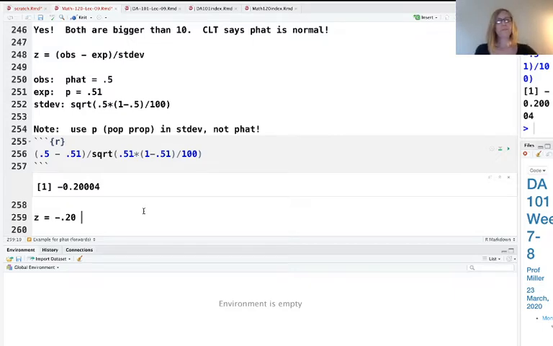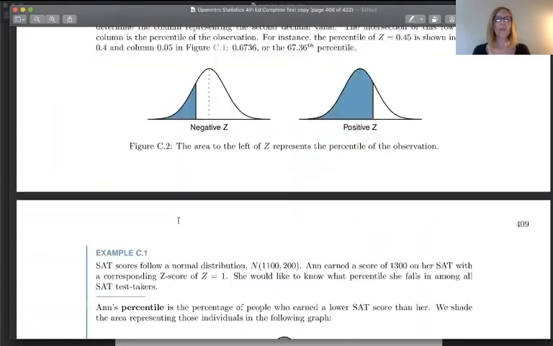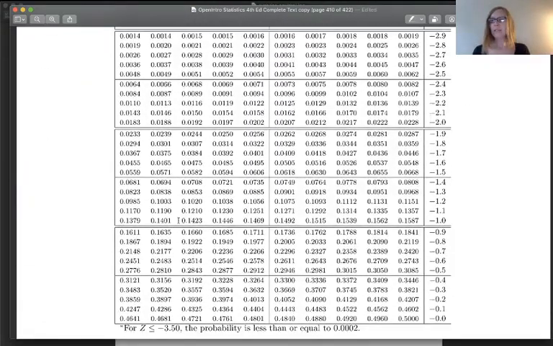Okay, so we've got a z-score. Let's take a look at the table to see what the table says. I've got it up in another window, so I'm going to flip over. Here's my table. I'm looking up negative 0.2, and my second decimal is 0, so there's the thing I'm looking for in the table.